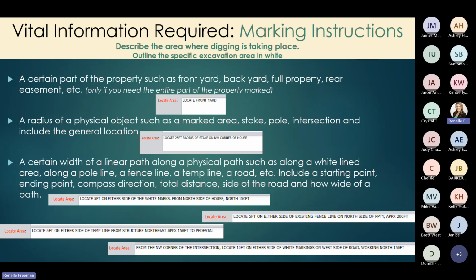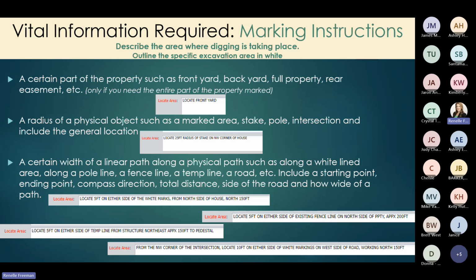The next piece of vital information that is required on a ticket would be your marking instructions. This is a description of where the area your digging is taking place on the property. And then of course, once you're out there on site preparing to put in your locate request, outline that specific area in white if you can. So some examples of marking instructions, and they can be kept very clear and concise. It does not have to be a novel.